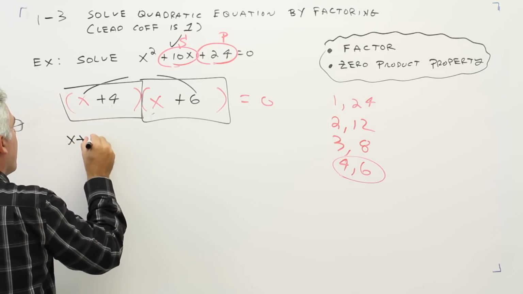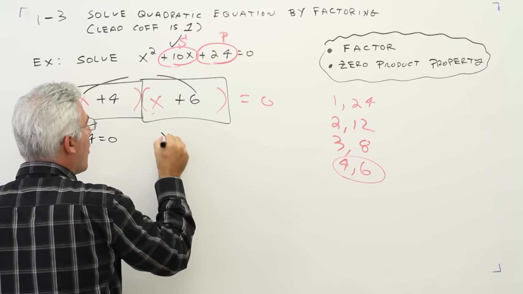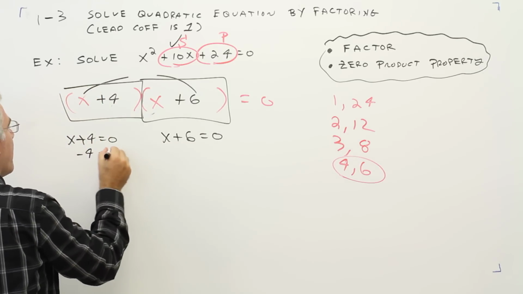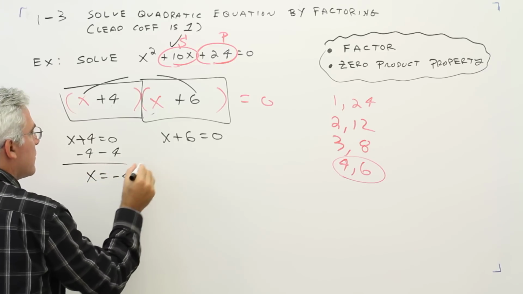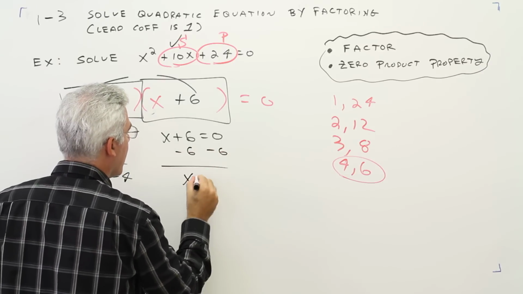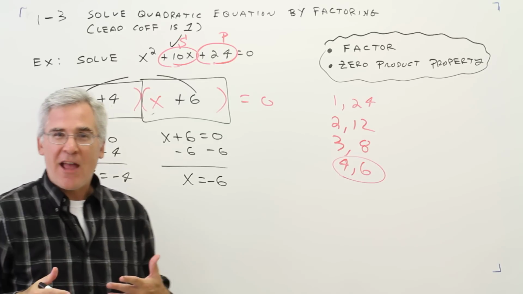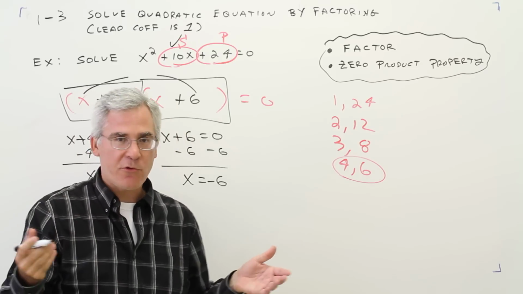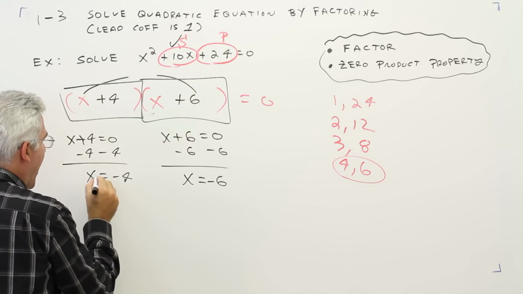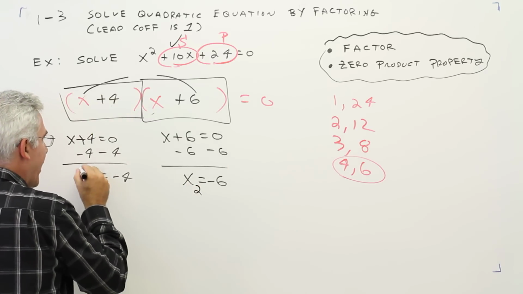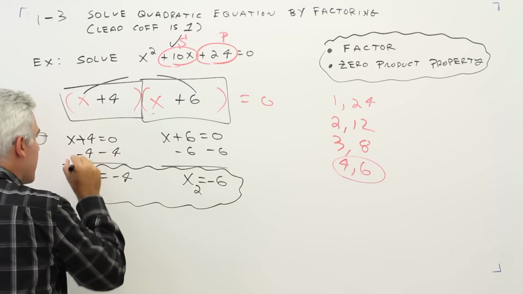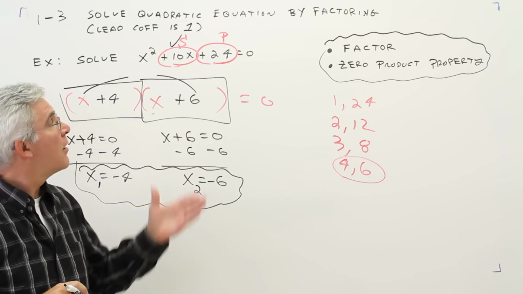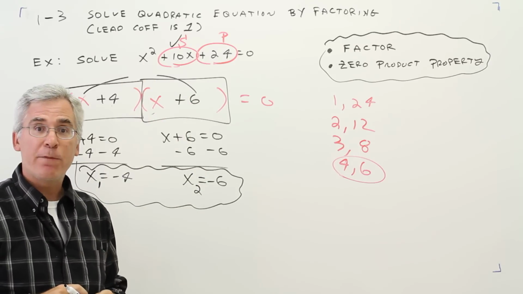x plus 4 equals 0, or x plus 6 equals 0. Then I solve for x: minus 4 minus 4, minus 6 minus 6. Typically, in the subsequent chapters, we're going to have multiple solutions and we use subscripts. So I'm just going to start right off the bat. x sub 1 is negative 4, and x sub 2 is negative 6. And there you have it, how to solve a quadratic equation by factoring when the lead coefficient is 1.